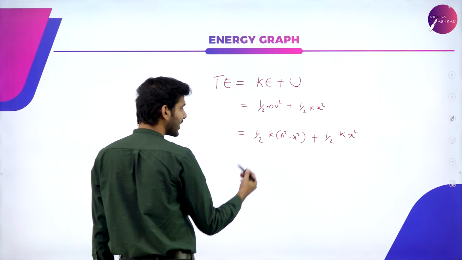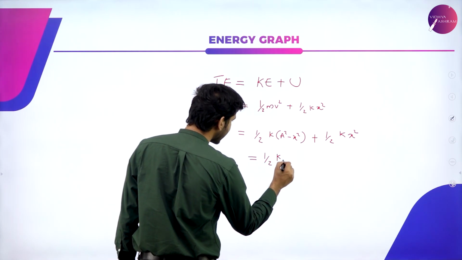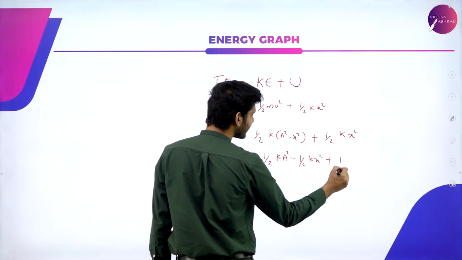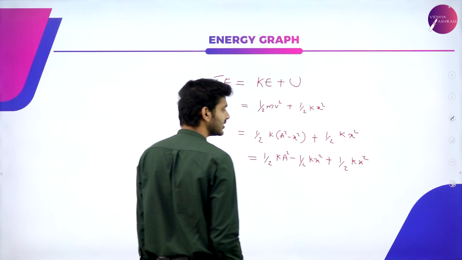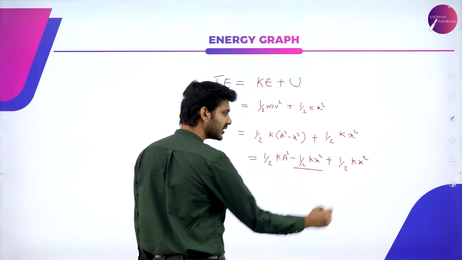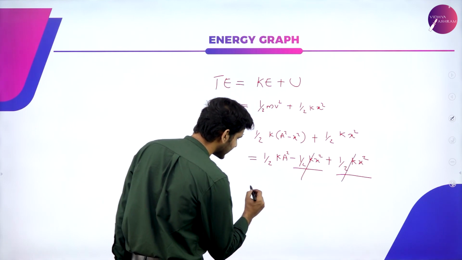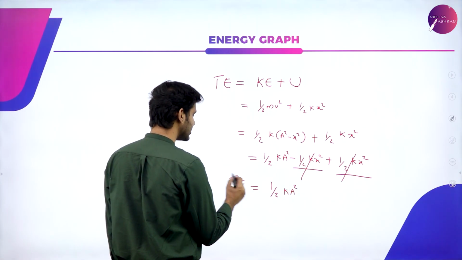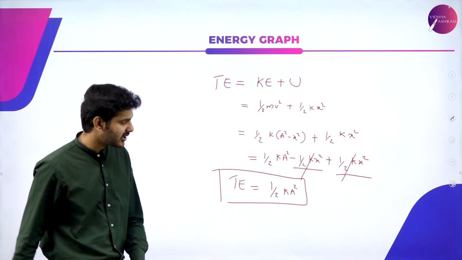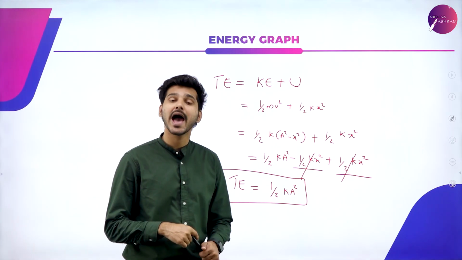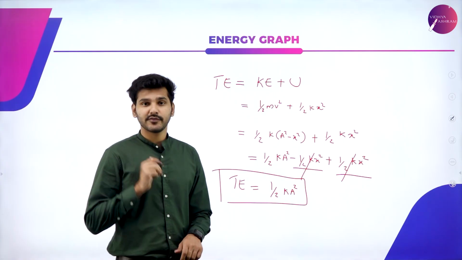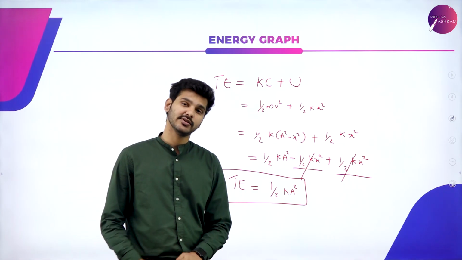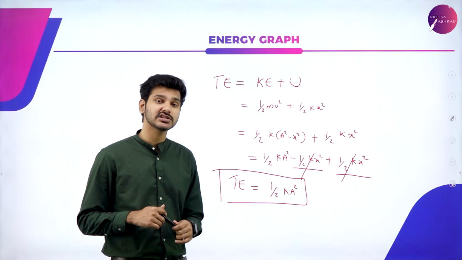So if I open the bracket, I can write it down as half k a square minus half kx square plus half kx square. So there is minus half kx square plus half kx square, both get cancelled and the only thing remaining is half ka square. So you have the total energy of the system given by the equation half ka square, where a is the amplitude of that particular SHM. And one more thing is that this total energy will always be a constant value. So that is all about energy equations of a simple pendulum.